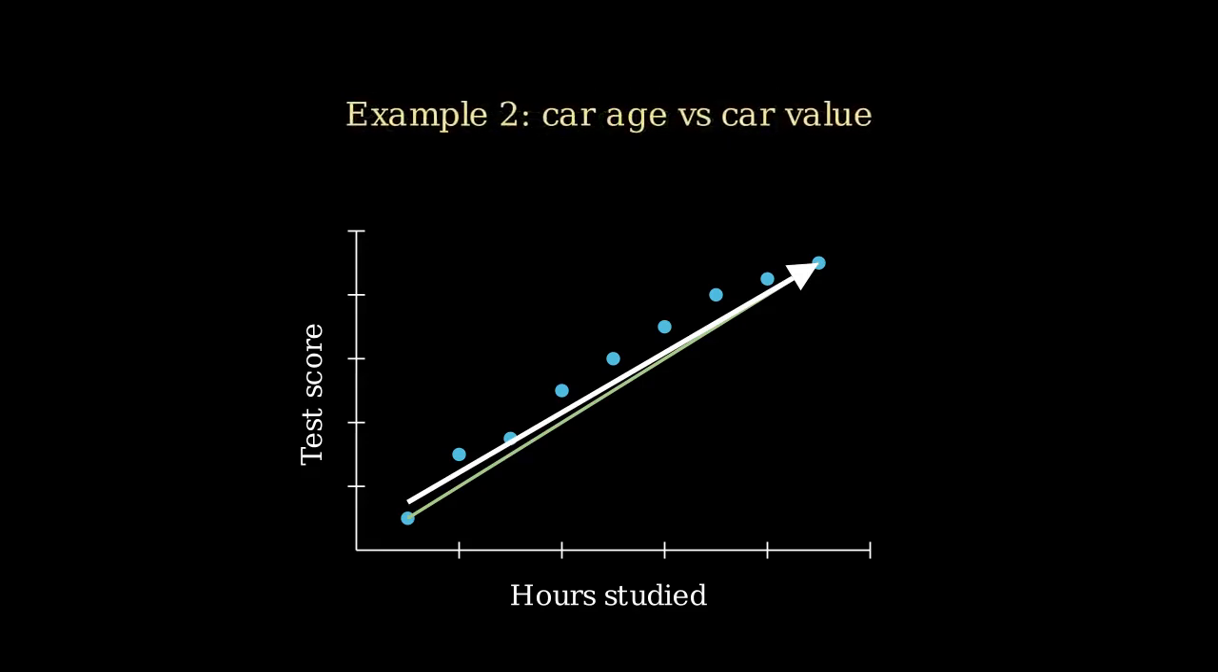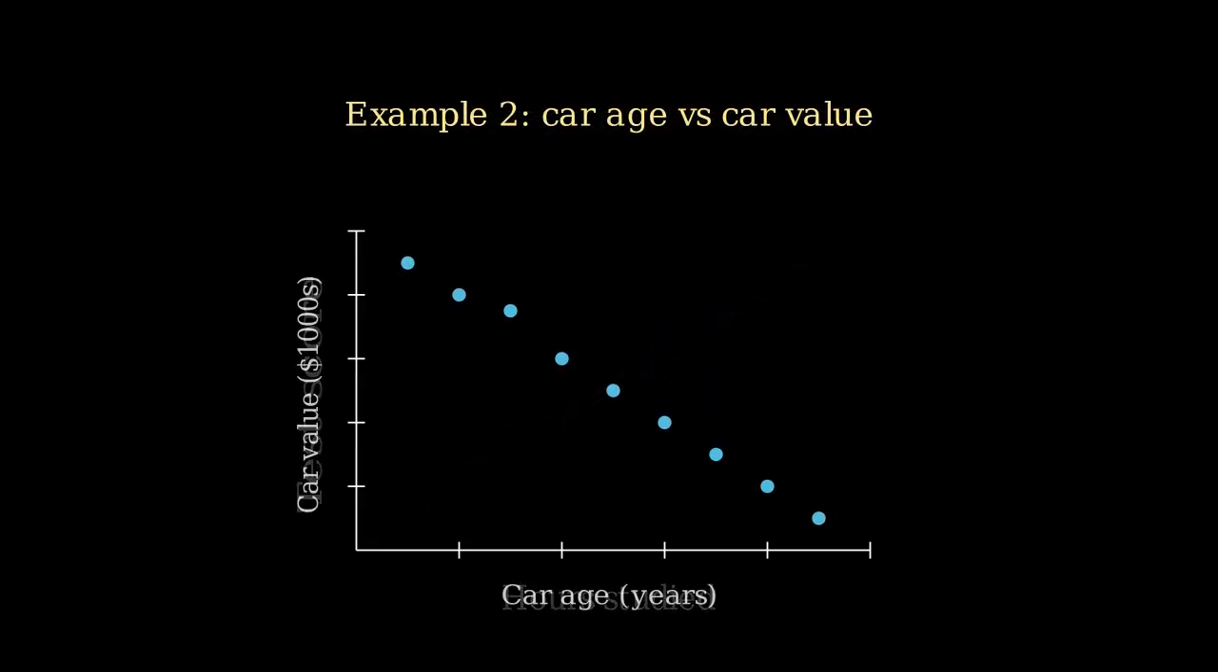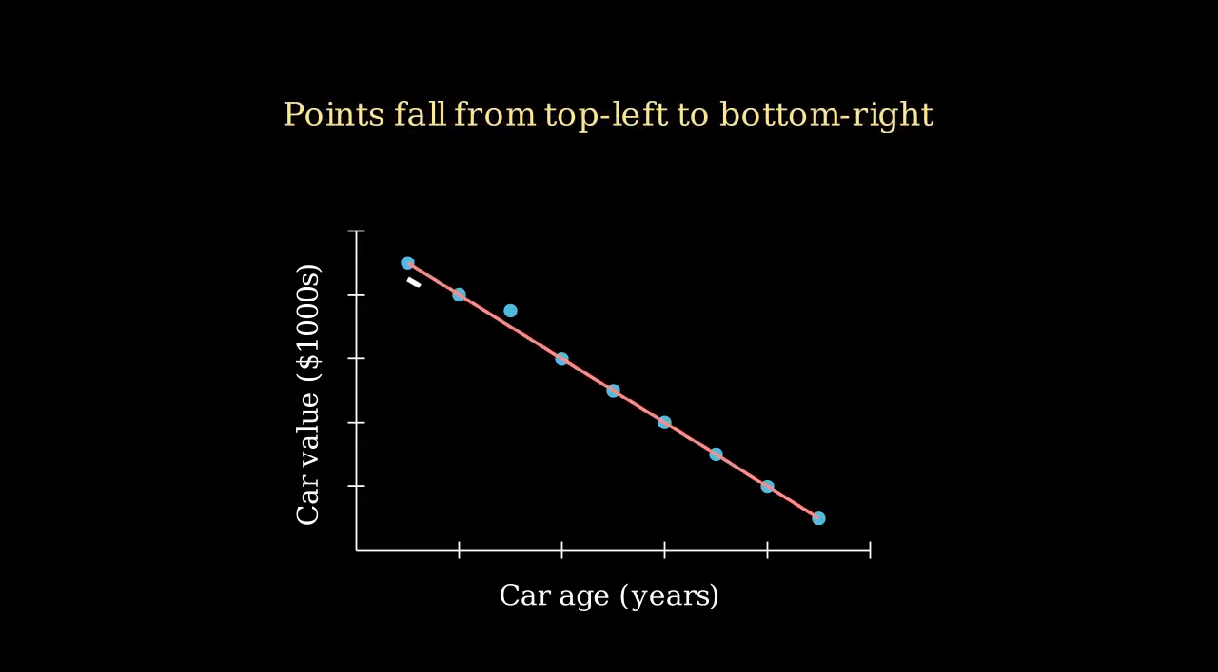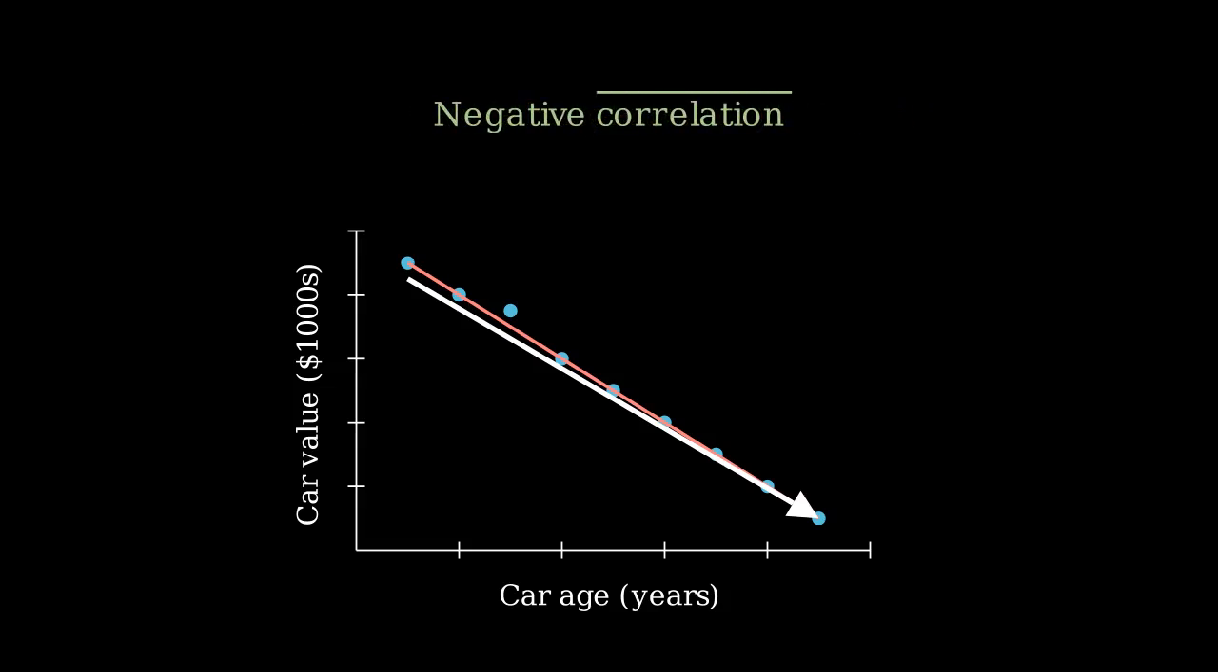Now let's look at worked example 2, car age against car value. This time the points trend from the top left of the graph down to the bottom right. As the car gets older, its value goes down. This is an example of negative correlation.